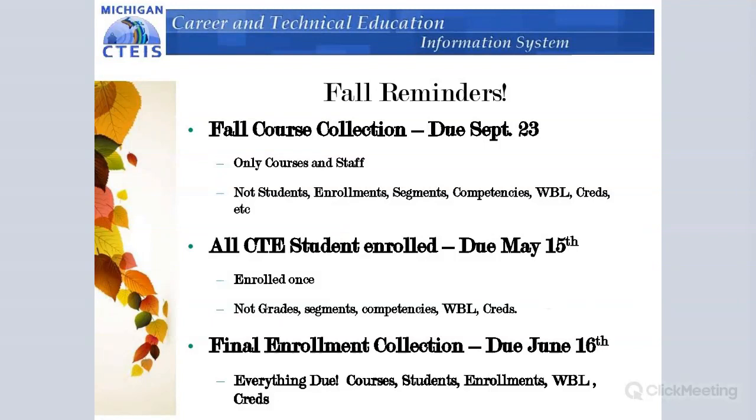The question is what about the EMC and dual enrollment extraction? That has actually been moved into the final report, so that no longer has its own extraction time. That process has been moved into the final report. So you need to make sure all your EMC and dual enrollments are in place by the final enrollment, which is in June.